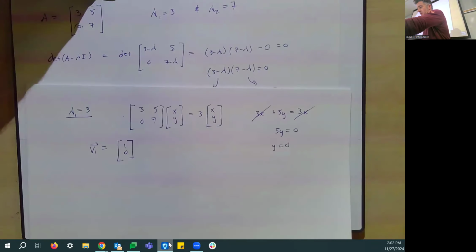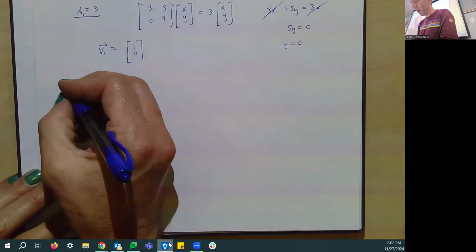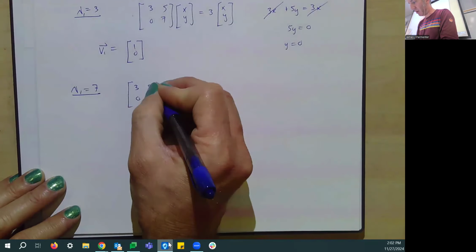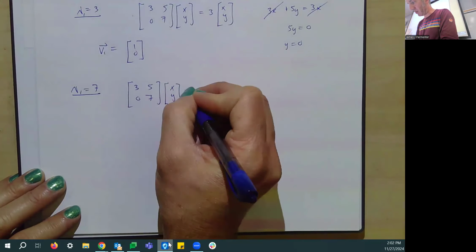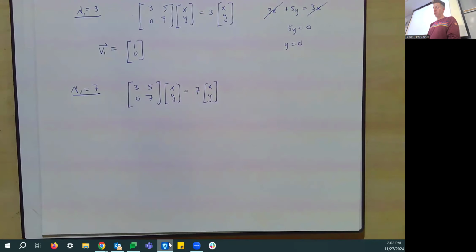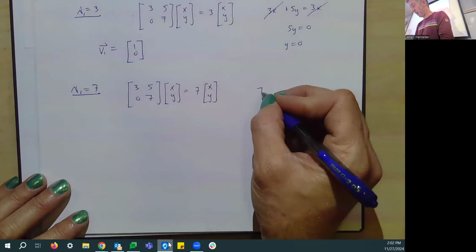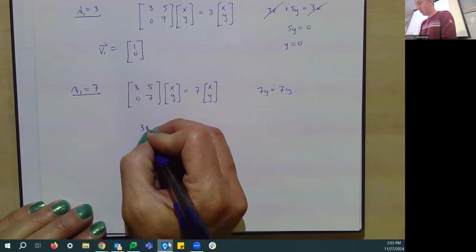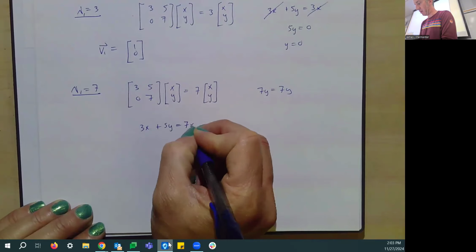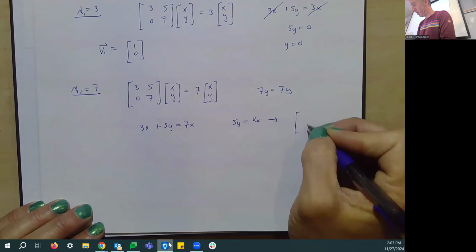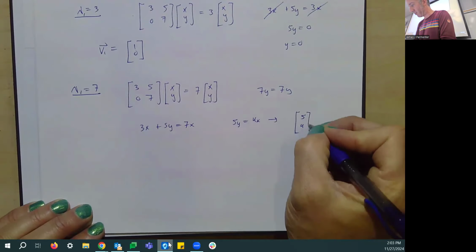And then for the other one, just to finish it off, I know the other one's weird, but I do think this is the case where if you look at this equation, 3, 5, 0, 7 times x, y equal to 7 times x, y, this one actually, if you use the second equation, it doesn't help you. Here the second equation just says 7 times y equals 7 times y, which is true, but doesn't tell you anything. Whereas the first equation tells you 3x plus 5y equals 7x. Subtract 3x, you get 5y equal to 4x. So we can say the eigenvector is going to be x equal to 5, y equal to 4.